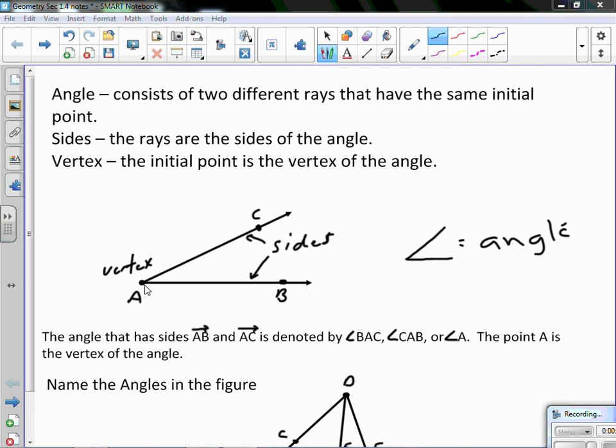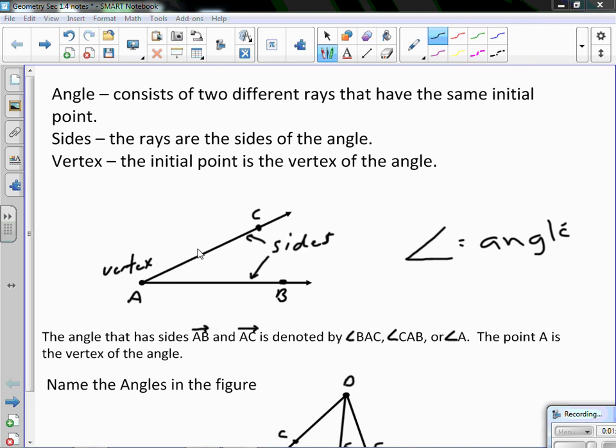So that makes it the vertex. The initial point is the vertex of the angle. And then each one of these rays, ray AC and ray AB, would both be considered to be sides of the angle. And whenever we're writing and trying to use shorthand for angle, we can use a symbol that looks just like an angle to be read as angle in a problem.